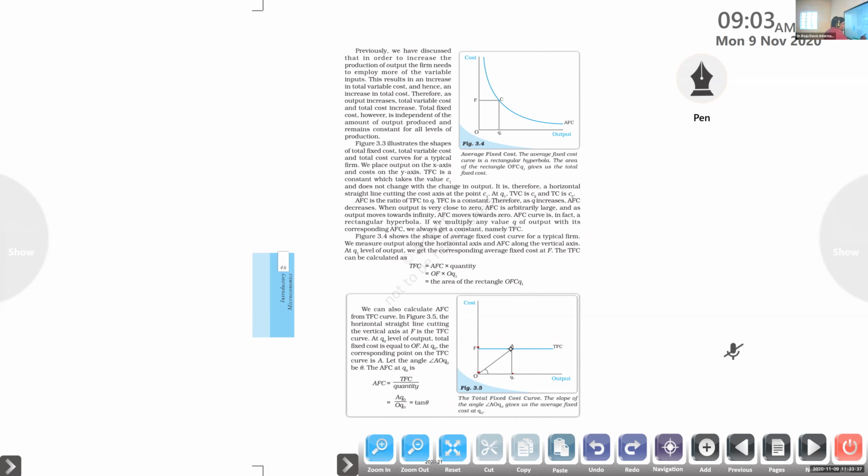Okay, then we know that an angle is formed here, an angle formed here. So angle OAQ0, angle AOQ0, that will be theta. The AFC at Q0 is equal to TFC. Average fixed cost is equal to total fixed cost divided by quantity, which means AQ0 divided by OQ0 is equal to tan theta.